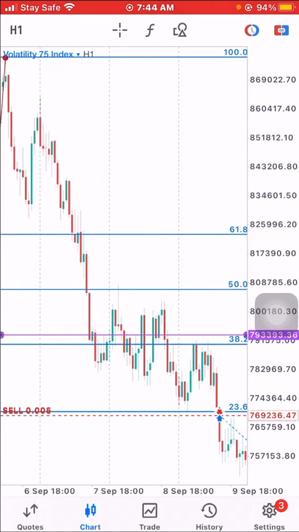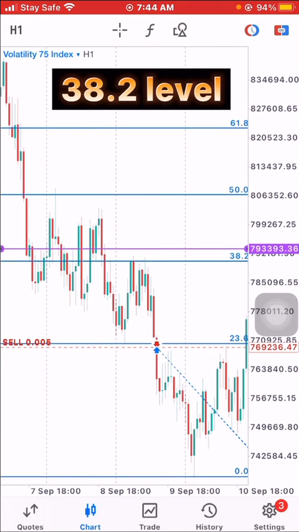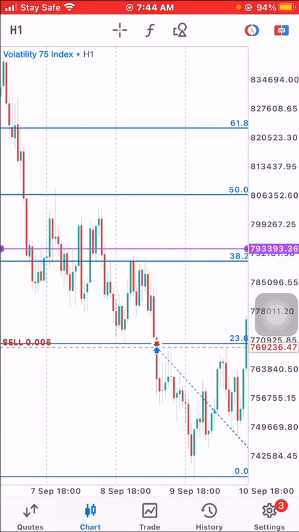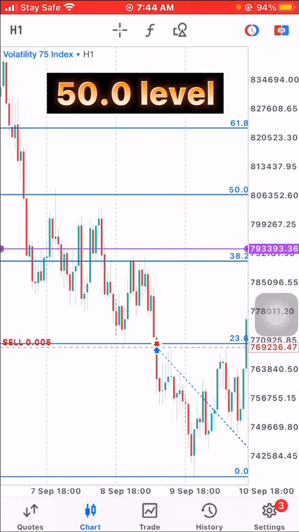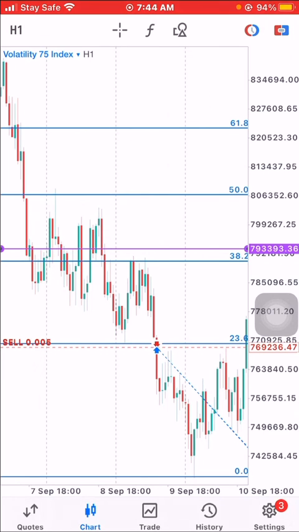Look at it. Also, the most popular Fibonacci retracement levels are the 38.2 retracement level, the 50% retracement level, and the 61.8% retracement level. These are the three most popular levels, but we have other levels like the 23.6 level, the 0 level, the 78 level, and the 100 level. But these are the major popular ones: the 38.2, 50%, and 61.8% retracement levels.